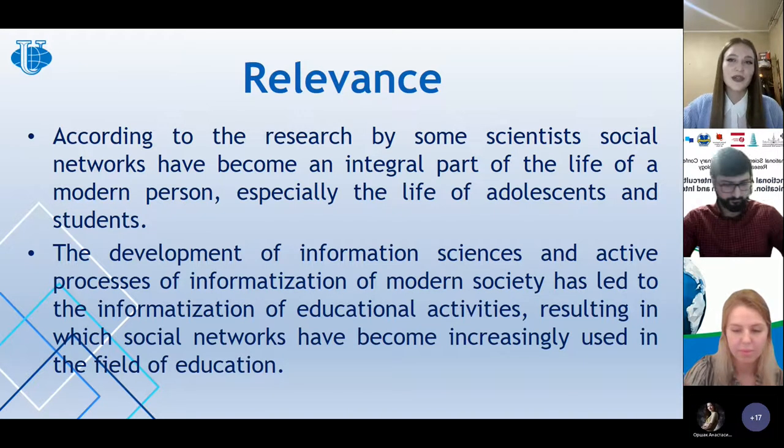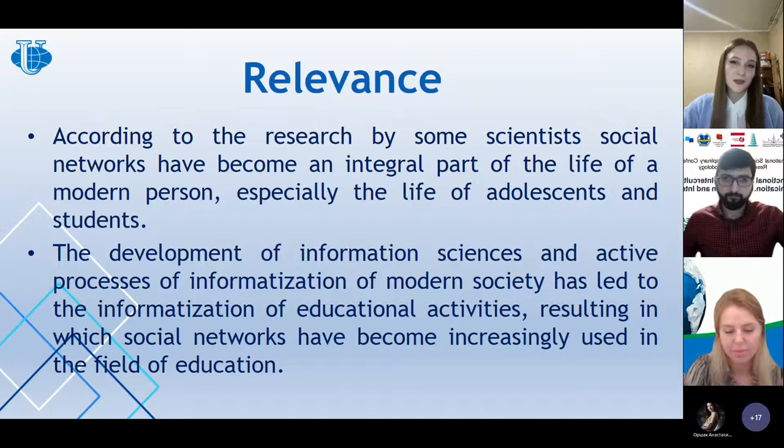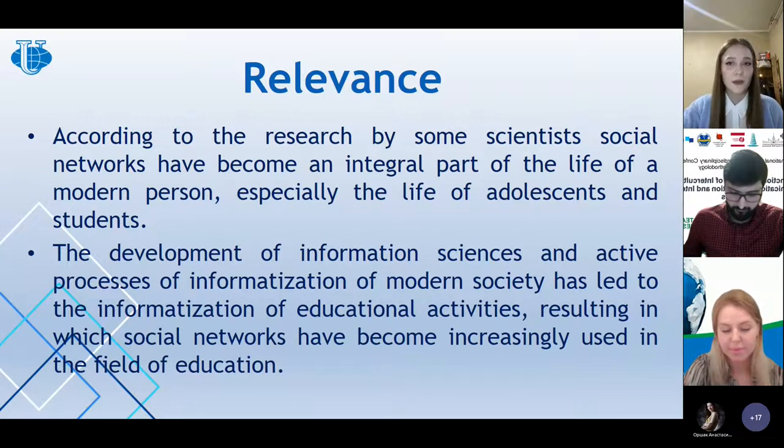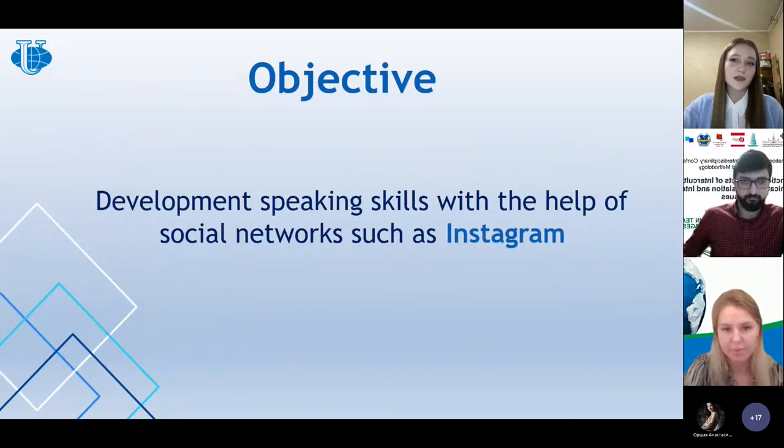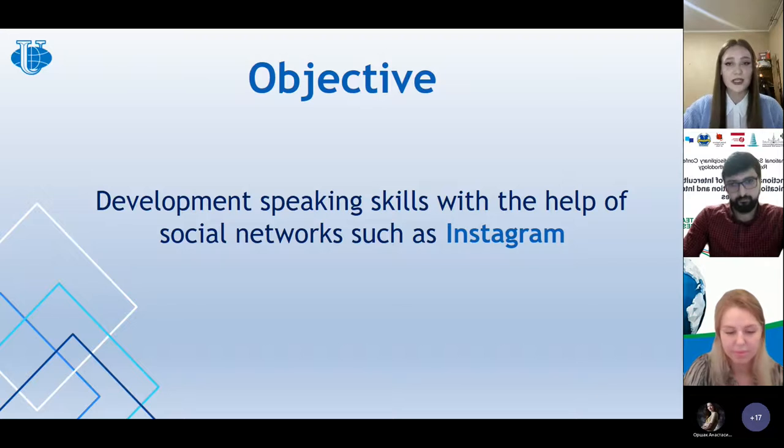The main task of the new educational standards is forming a new style of thinking, thanks to which students will be able to study independently, set themselves some educational issues, and find ways to solve them using the entire toolkit of information technology. The main goal of the research is to find the ways to develop students' speaking skills with the help of social networks such as Instagram. The research is based on theoretical and empirical methods.